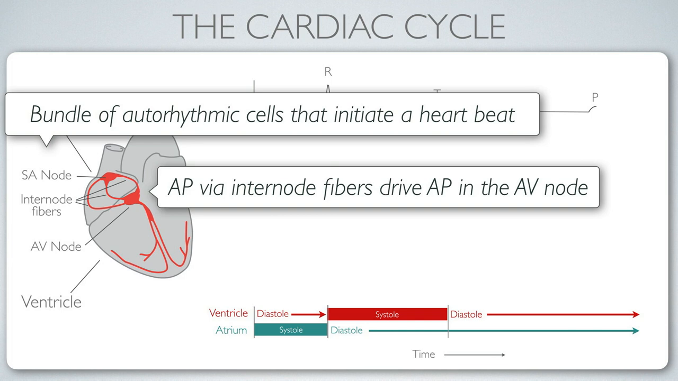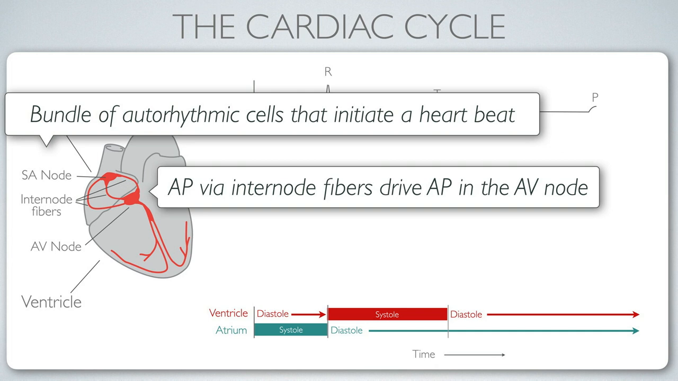So it's for that reason that the SA node drives the activity of the AV node. As you become more active and your heart rate increases, just imagine that the SA node starts increasing the frequency of its activations. That in turn drives the AV node to a higher frequency.